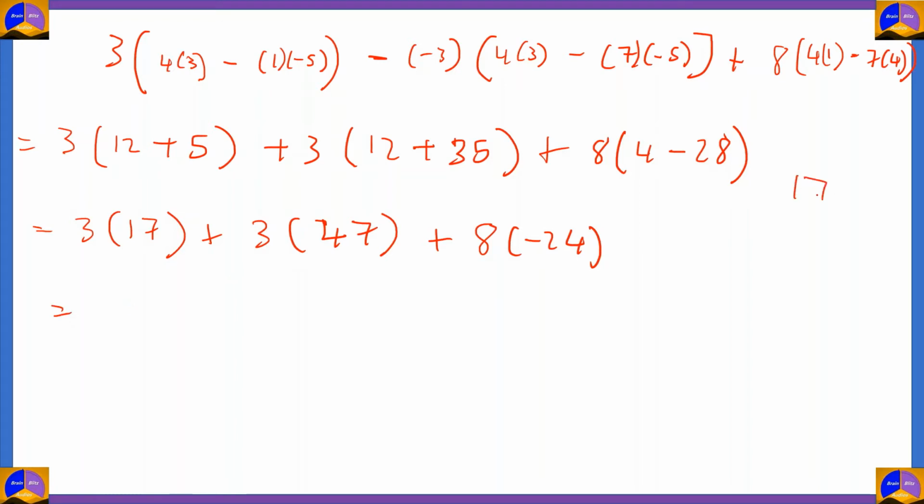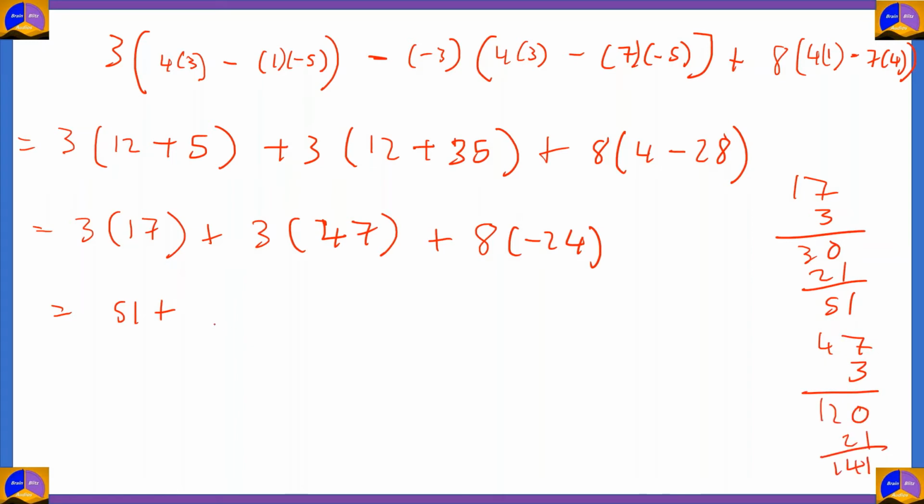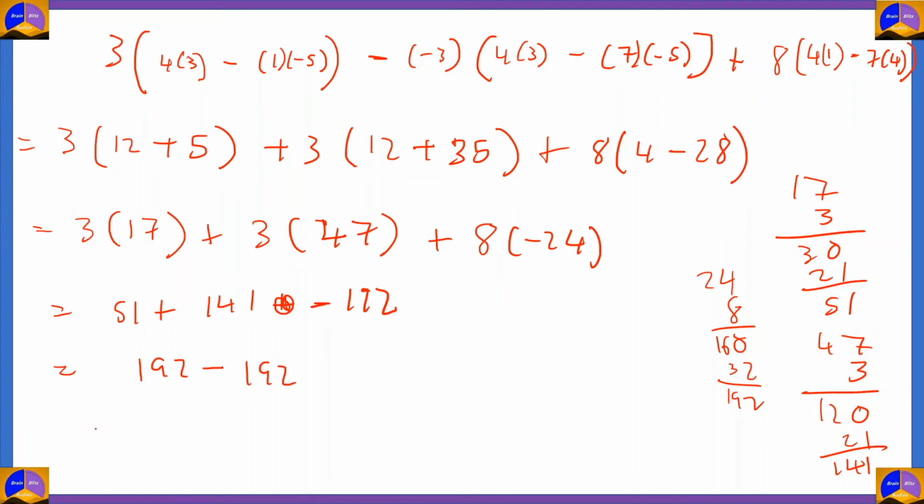3 times 17, let's do it. 10 threes are 30, 7 threes are 21. So 17 threes are 51 plus 47 times 3. So 4 threes are 12, 7 threes are 21, 141, plus 24 times 8. So 2 eights are 16, 4 eights are 32, 192. So it'll be minus of 192. So 51 plus 141 will be equal to 192. So 192 minus 192 is equal to 0, which is equal to the RHS.